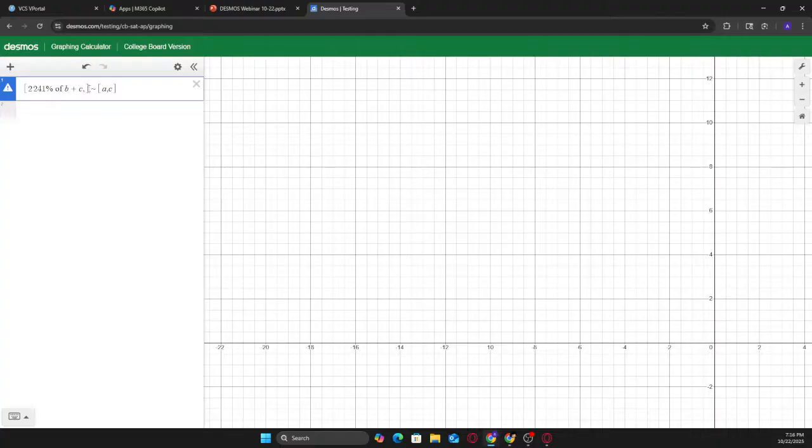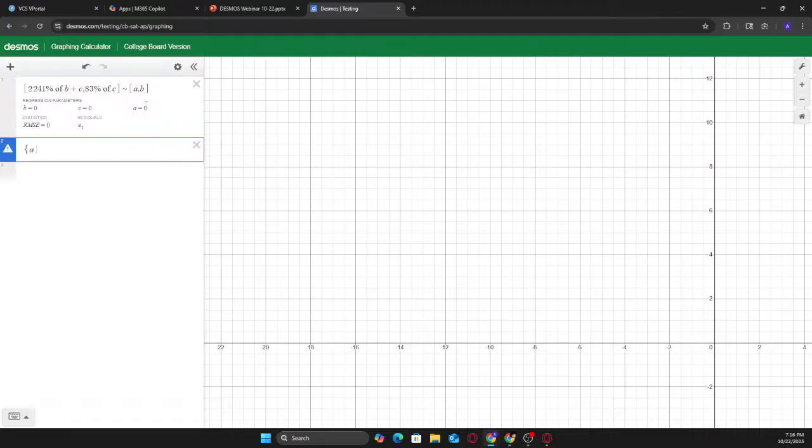So B and C. We have B is 83% of C, and what percent of B is A? So we're given that, and we're gonna set some boundaries. We're just gonna say that's greater than 0. Let's actually do it in here. B is greater than 0, C is greater than 0. And then we can see, what percent of B is A?